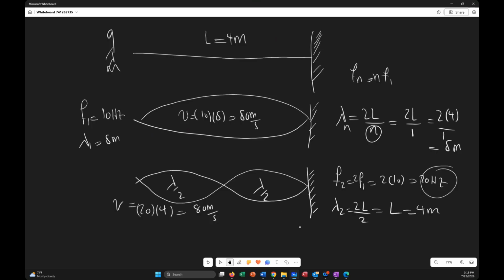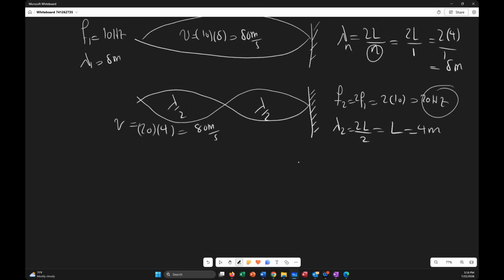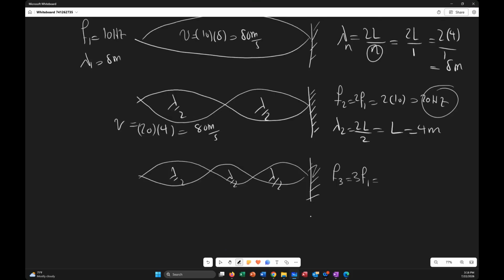If I ask you to calculate the third harmonic, frequency, wavelength, and velocity. There you go, 1, 2, 3. Half a lambda, half a lambda, half a lambda. Again, if you don't want to use this, you can use the formula. The frequency of the third harmonic is going to be 3 times the first frequency. 3 times F1, which is 10. It's going to be 30 hertz.